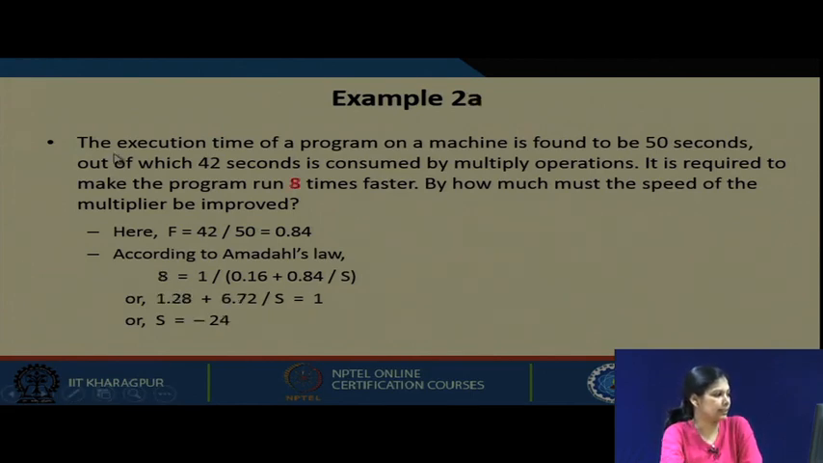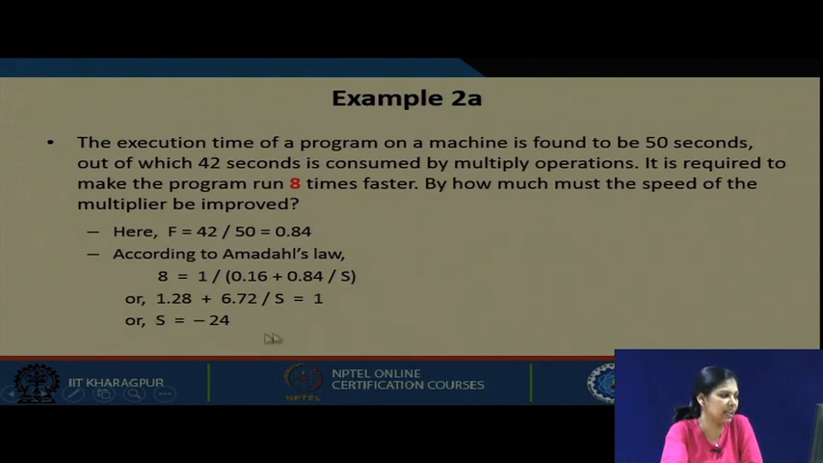Let us take another example. It is the same example, but I want to make it faster. The execution time of the program on the machine is found to be 50 seconds, out of which 42 seconds is consumed by multiply operation. It is required to make the program 8 times faster. Earlier it was 5, now it is 8. I put in 8 and try to solve it.